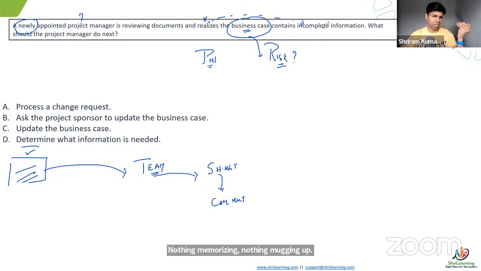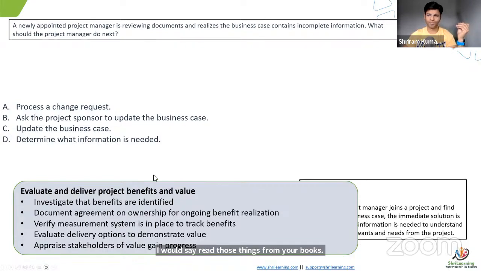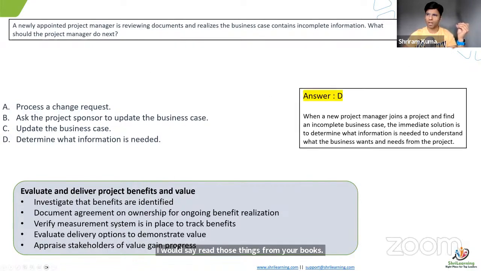All right, that's a good job from most of you. So, what could be the good answer? Obviously, the area covered here is about the project deliverables and benefit, value. This is one of your exam content outline areas. I would say read those things from your books. And the answer goes towards D. Let's see why D is a good answer now.